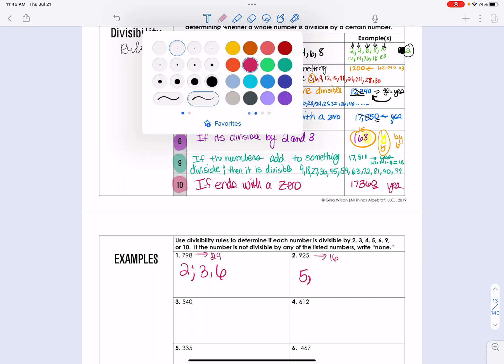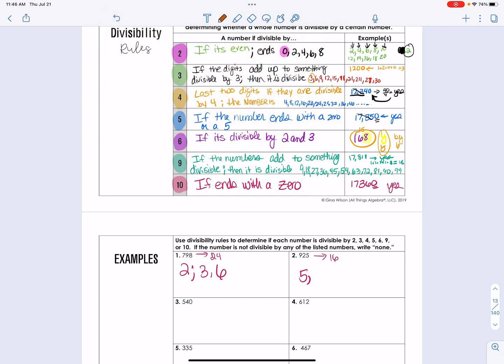Okay, do 540. So it's even because it ends in a 0. Add it together, my answer is 9, so 3 goes into it. If I look at just the last 2 numbers, 40, 4 goes into 40, so it would go into 540. I know 5 works because it ends in a 0. 6 works because 2 and 3 work, right? 9 works because it's divisible, and it ends in a 0. So all of them go into 540.